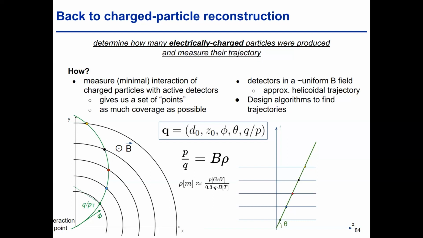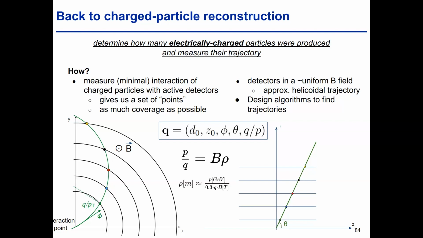And this will give us a set of points. And we try to be as hermetic as possible, as shown by the sketches of the detector I showed. Then we have a uniform magnetic field that will create an approximately helicoidal trajectory. And then the only thing left to do is to design an algorithm that basically fits a helix along these points. And then here, I also wanted to introduce that, being a helix, to describe the trajectory you need 5 parameters.